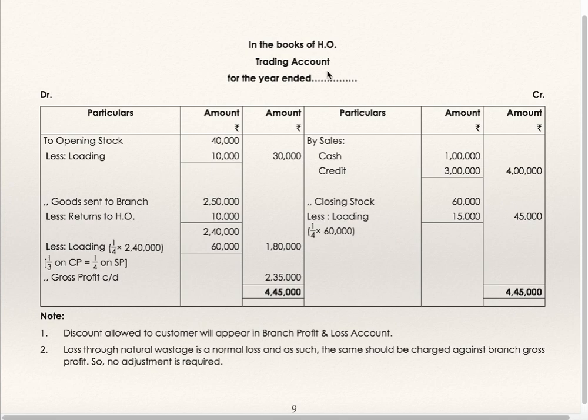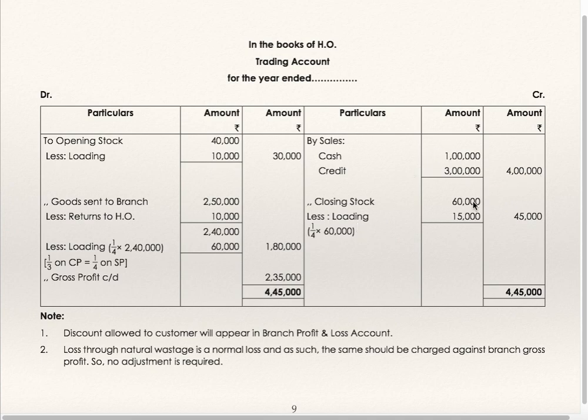In the books of head office, trading account for the year ended, to opening stock minus loading. Loading is 1/4 of invoice price. 1/4 of 40,000 is 10,000. 30,000 is cost price of opening stock. To goods sent to branch minus goods returned by branch to head office, 2,40,000, loading 1/4 of 2,40,000, 60,000 is to be deducted. 1,80,000 is cost price. Sales, cash as well as credit sales.